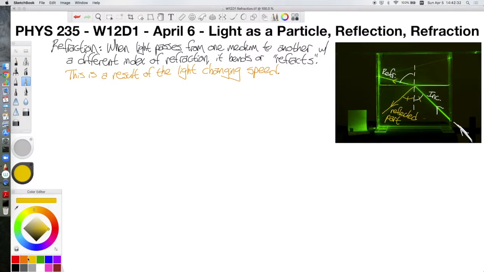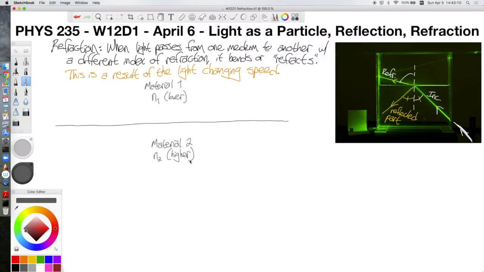So I want to draw an image here to kind of drive this point home. So give me just a second to draw that. So I've drawn here a boundary between two different materials. So above this line, we have material 1 with index of refraction N1, and below this line, we have material 2 with index of refraction N2, which is the higher of the two. So N1 is less than N2.